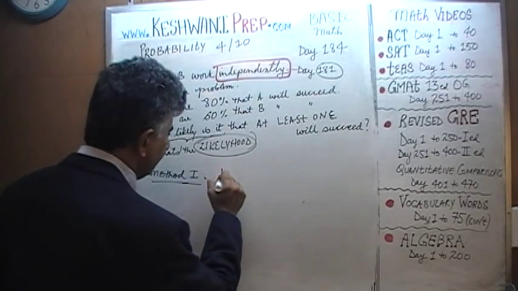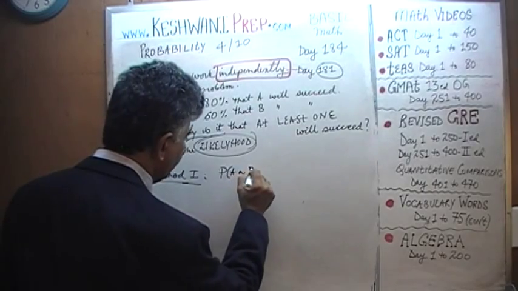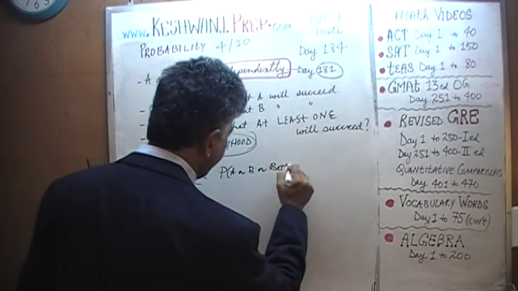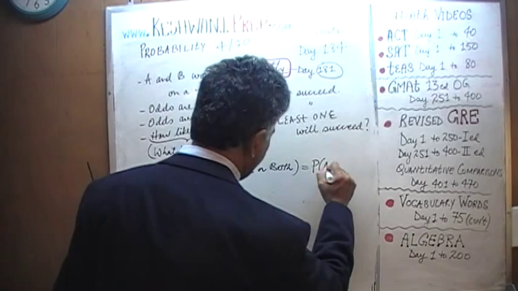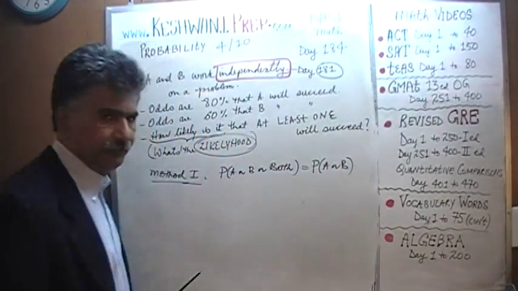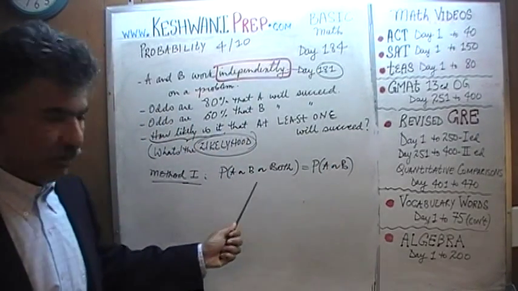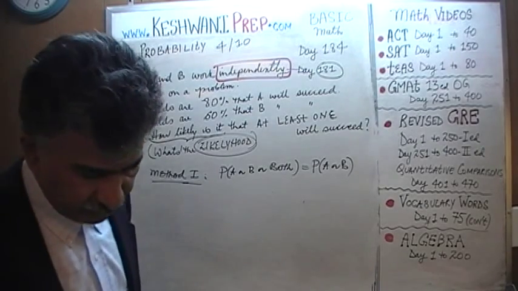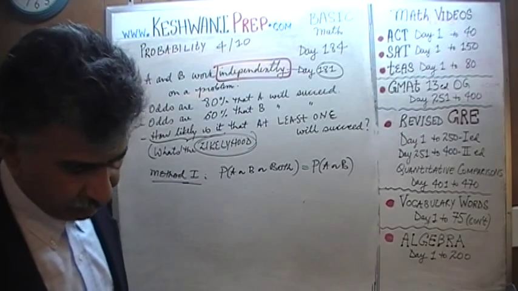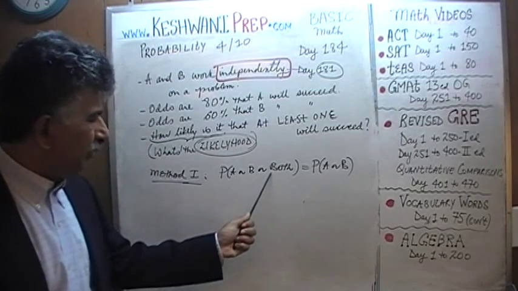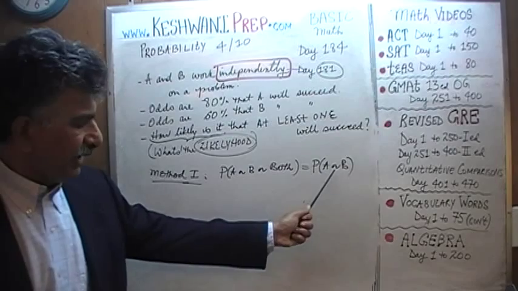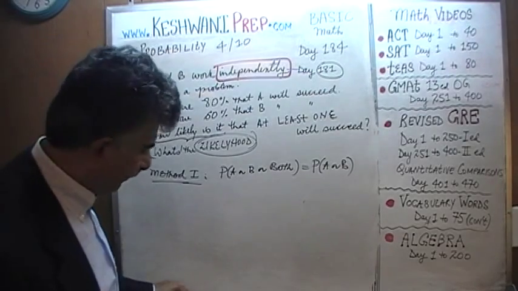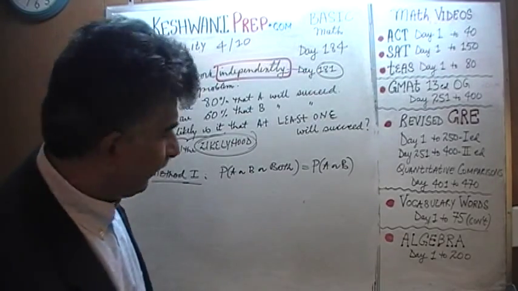We'll look at that method first. Method number one is simply this: the odds of either A or B or both happening is the same as the odds of A or B happening. If you're lost as to why these two are equal, watch the day before yesterday's video and you will understand it. It's important that you go in sequence.